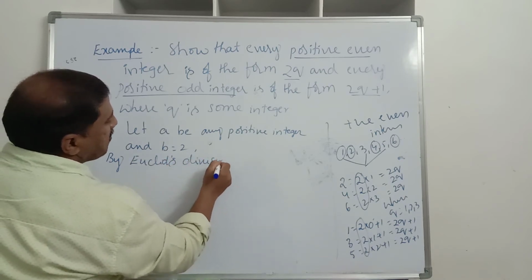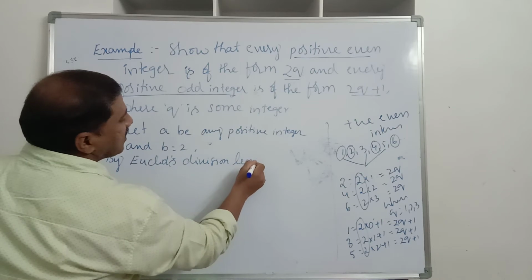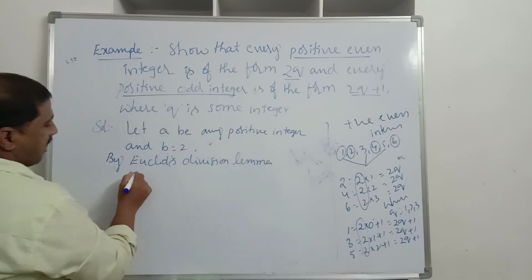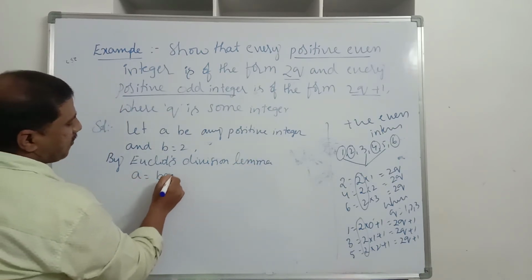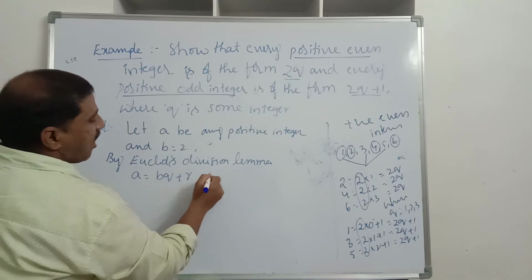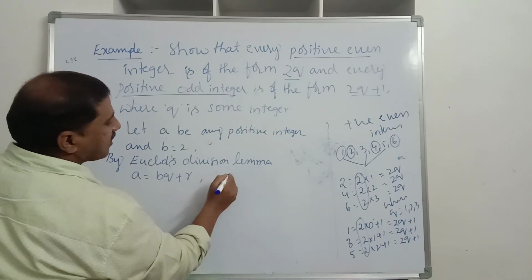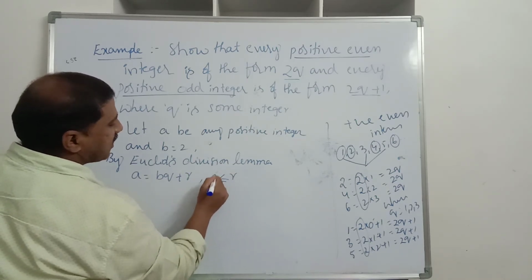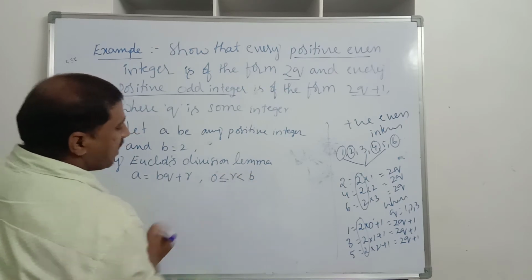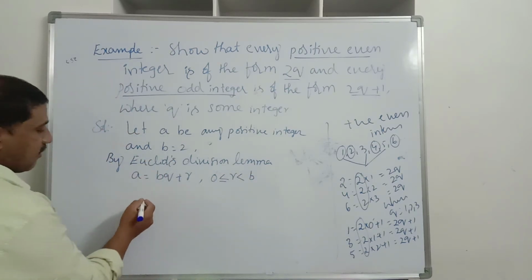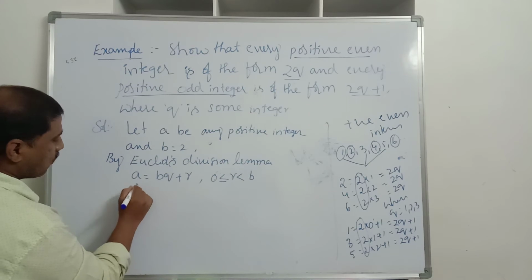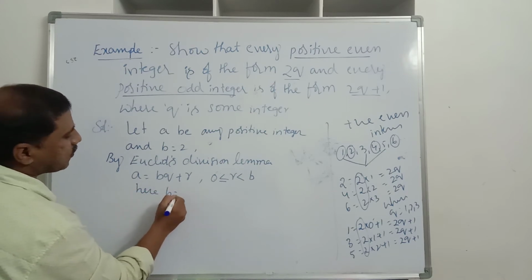So what can we write? What is Euclid's division lemma? It is a equals bq plus r, where r is greater than or equal to 0 and less than b. Here b equals 2.